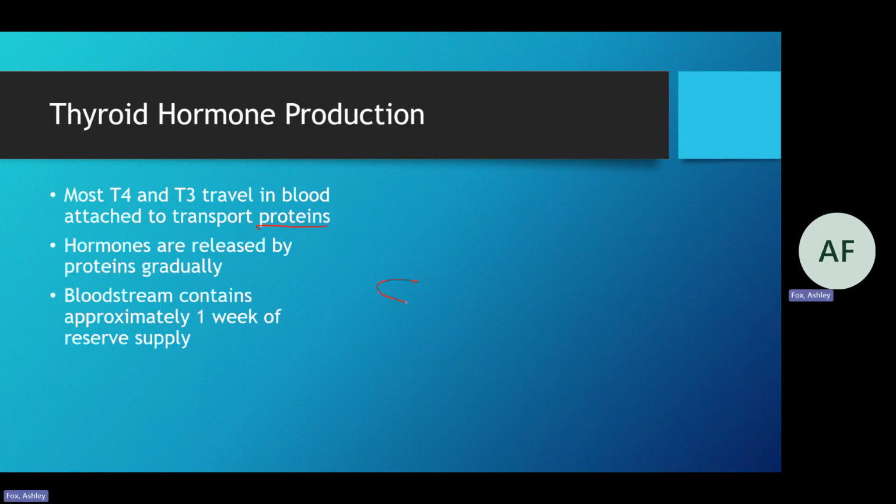As those proteins are holding on to the T4, T3, then they release it gradually as they go around. So it can take kind of a while for a burst of T4 or T3 to be released into the target cells. So we say the bloodstream actually contains about a week's supply of thyroid hormone. So if you were to have a decreased amount of thyroid hormone being produced, you can at least last a week to have it be released from these proteins slowly to give you enough thyroid hormone to last a week before you start having issues.